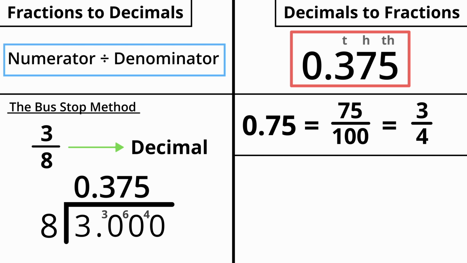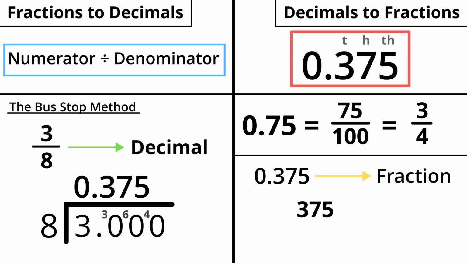To convert the previous example, 0.375, back into a fraction, we need to rewrite it as 375 over 1,000. Then, we can simplify the fraction by dividing the top and bottom parts of the fraction by 125 to get the fraction 3/8.